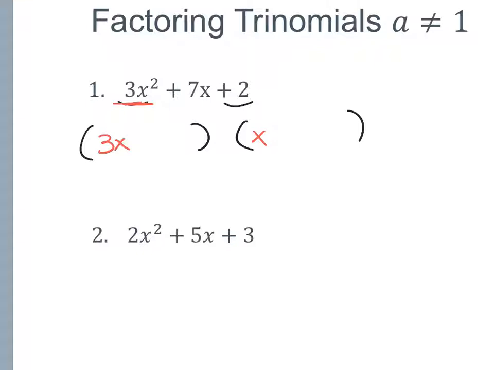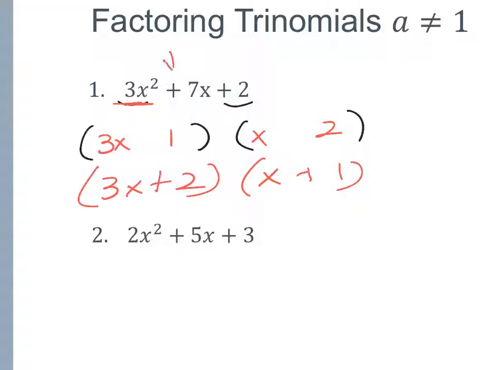Now, for my last term, I'm either going to put a 1 here and a 2 here, or I could set it up as 2 and 1. Now, notice both of my signs are positive in my original problem. So this tells me they're both going to be positive, positive. So when you go to do the guess and test, at this point, you have to FOIL this to find the one that works.